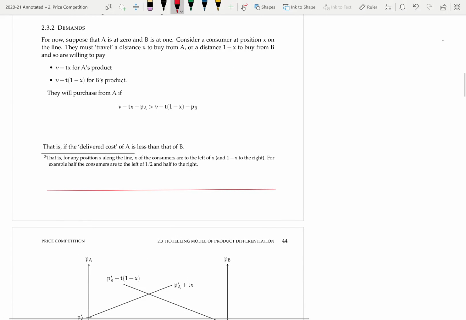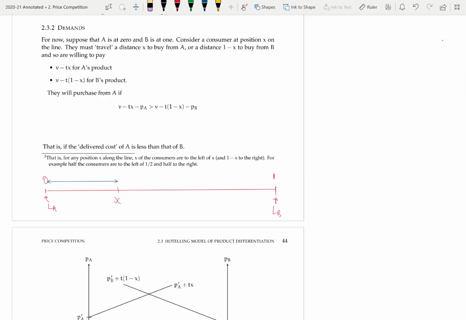So to begin with, let's suppose that A is located at 0 and B is located at 1. So if A is located at 0, then LA is 0, and LB is 1, because B is at 1. Now let's consider a consumer at position X.